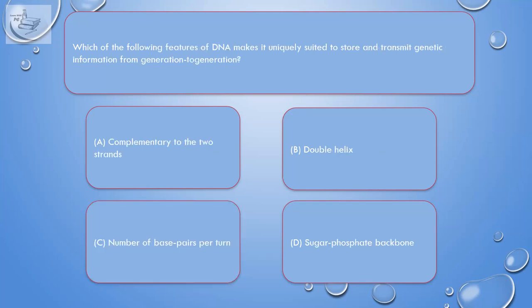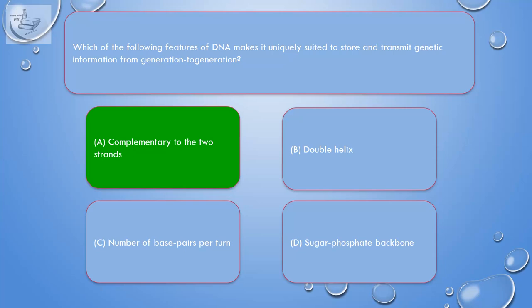Question: which of the following features of DNA makes it uniquely suited to store and transmit genetic information from generation to generation? A. Complementary to the two strands. B. Double helix. C. Number of base pairs per turn. D. Sugar phosphate backbone. Correct answer is A. Complementary to the two strands.